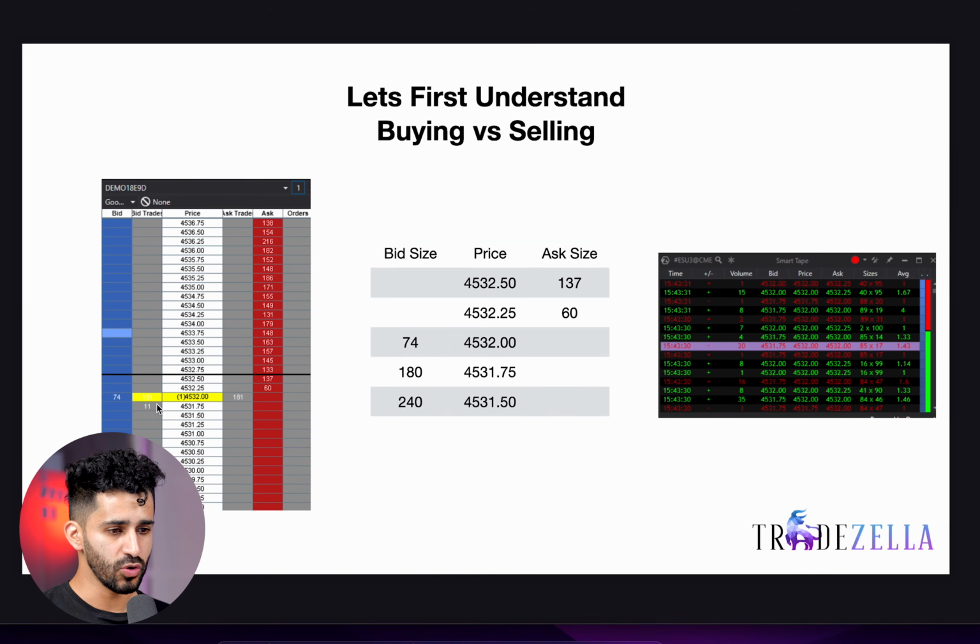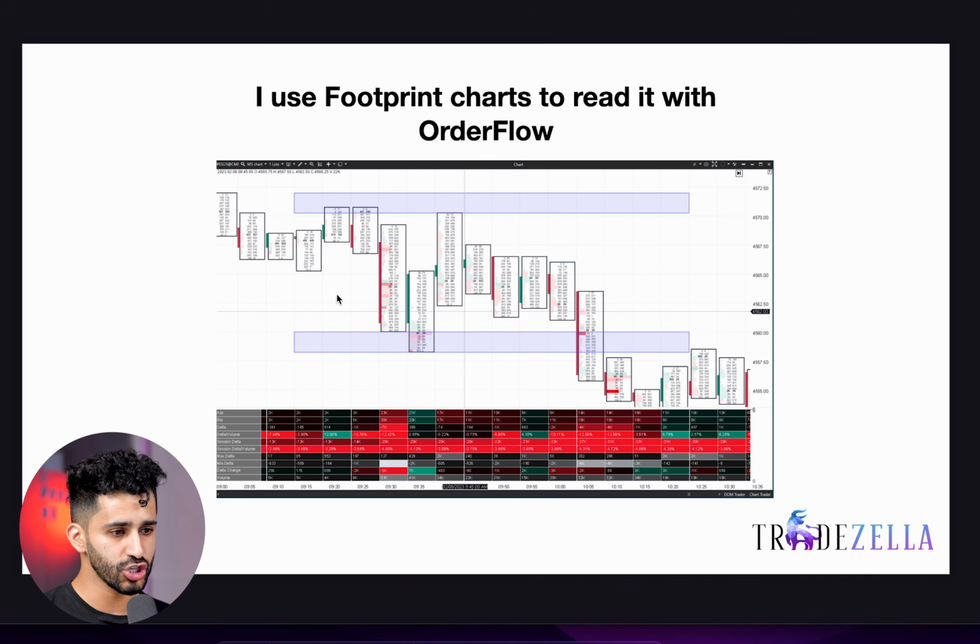Our job when we see this is to identify who is once again in control. And every order that goes through is what shows up on the footprint chart. So the footprint chart shows us every single order that is executed.